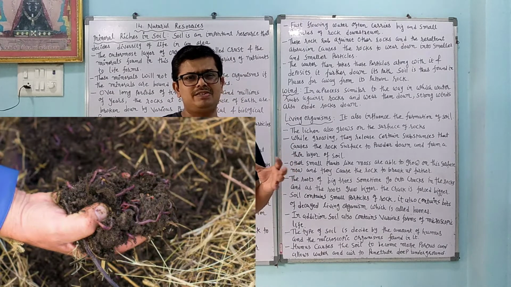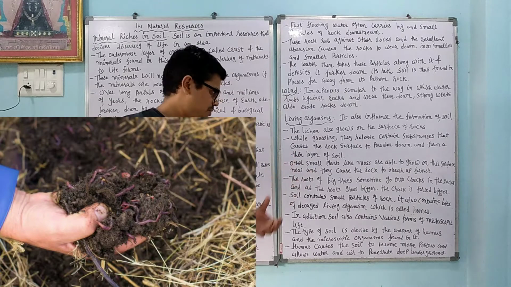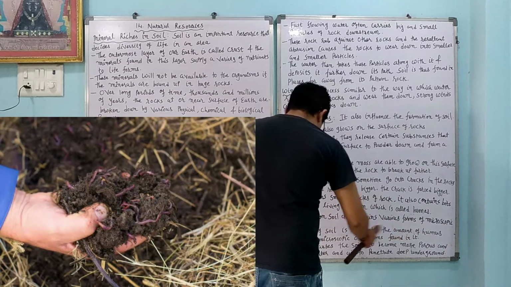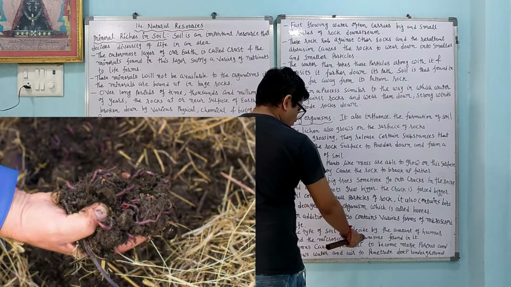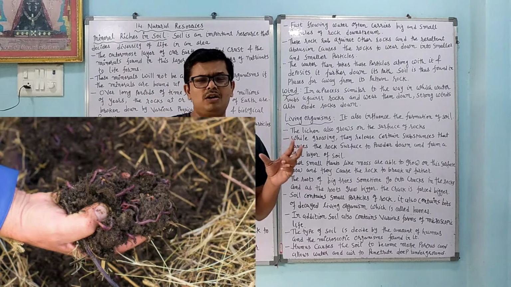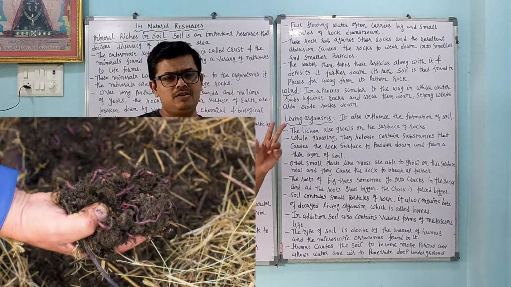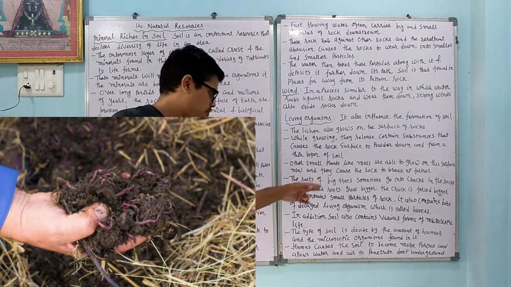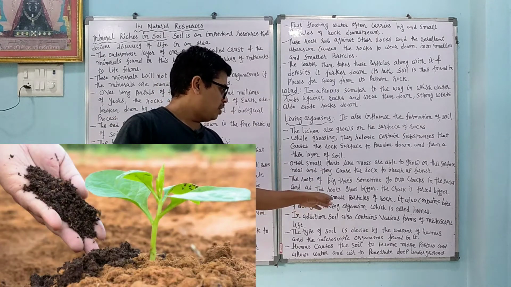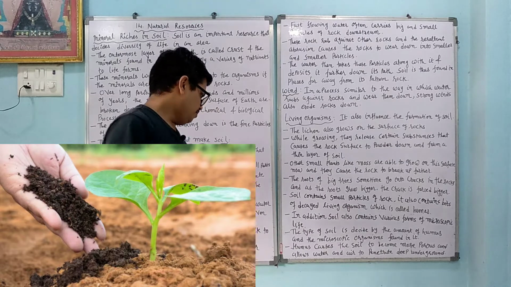In addition, soil also contains various forms of microscopic life, like earthworms and different types of bacteria. The type of soil is decided by the amount of humus and the microscopic organisms found in it. So the type of soil is decided by what? By two things: the amount of humus, and the microscopic organisms found in the soil.